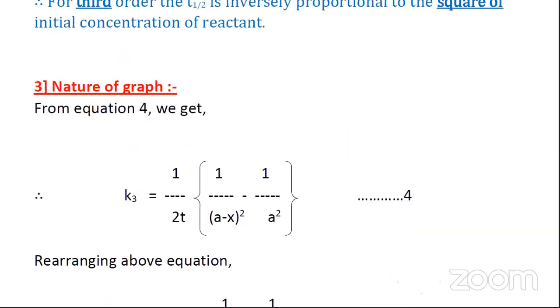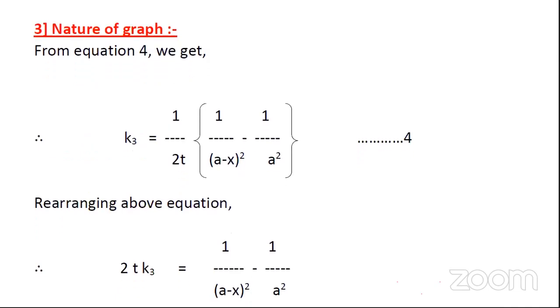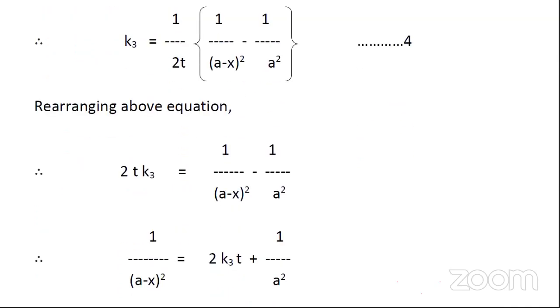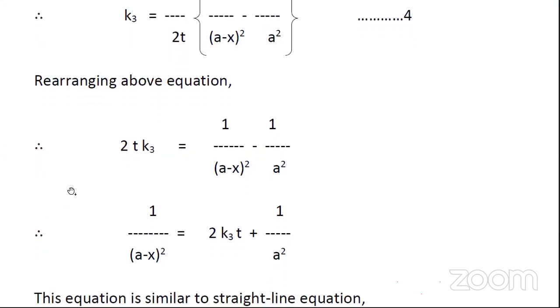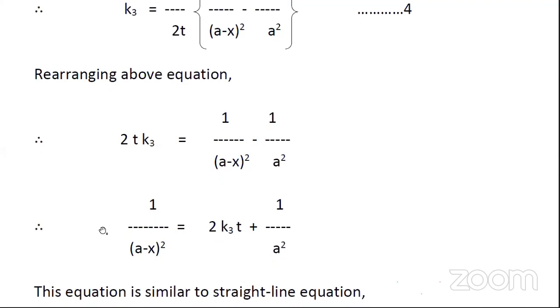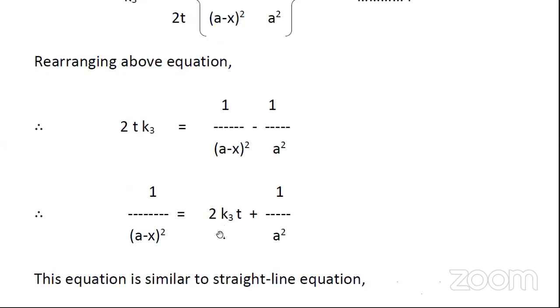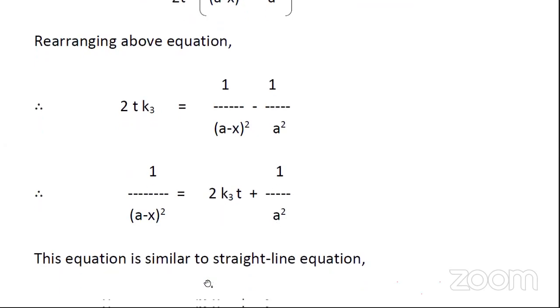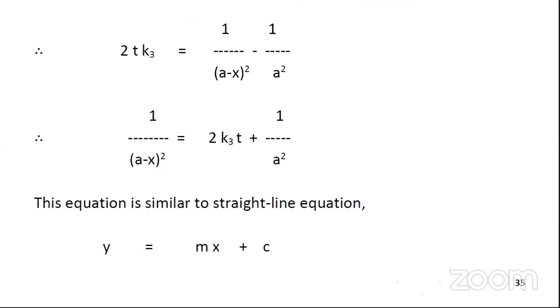Now, nature of the graph. From equation 4, we get K3 is equal to 1 upon 2t, 1 upon (a minus x) square minus 1 upon a square. Rearrange the equation, we get 2 times K3 t is equal to 1 upon (a minus x) square minus 1 upon a square. Now take this term 1 upon (a minus x) square to the left side and 2K3t to the right side. We get 1 upon (a minus x) square is equal to 2K3t plus 1 upon a square. This equation is similar to y equals mx plus c.